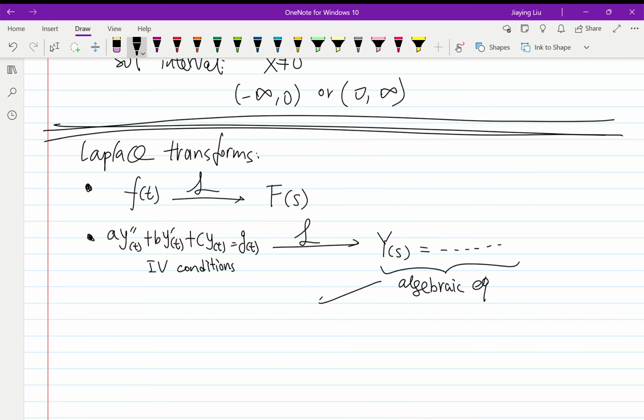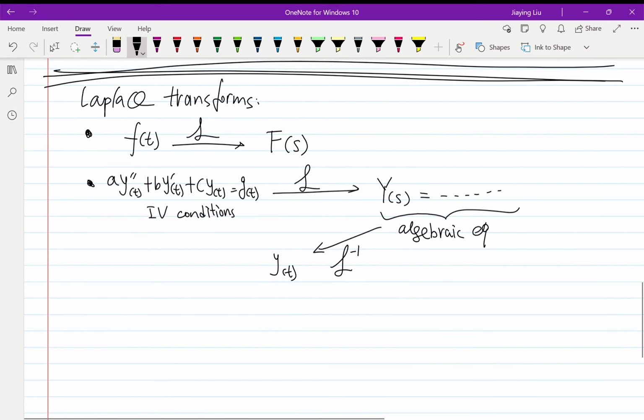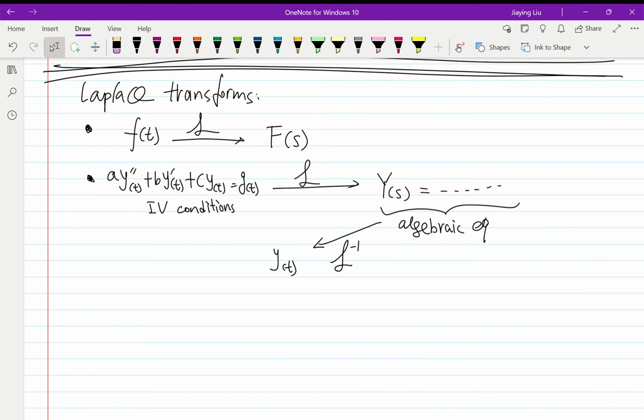And then we can apply the inverse Laplace transform to get y of t back, which is the solution to this differential equation. But it might be very difficult to go from here to there directly. That's why we kind of go around, do the transform, and transform it back to get this solution. So that's the benefit, in my opinion, for now. So that's the Laplace transform.